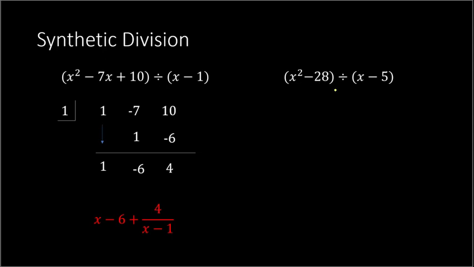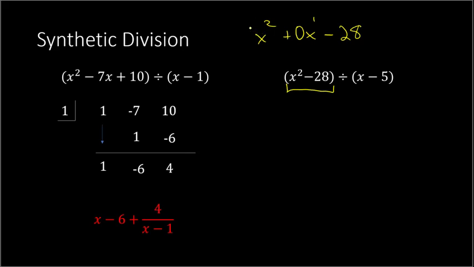Here we have x squared minus 28 divided by x minus 5. Now this one we have to be careful because right here we are actually missing a term. Notice we have a second power, but we're missing x to the first power. So we have to write that in. And by the way, you'd have to do that also with your long division process. So if you're missing a term like that, make sure you put in a 0 for that.